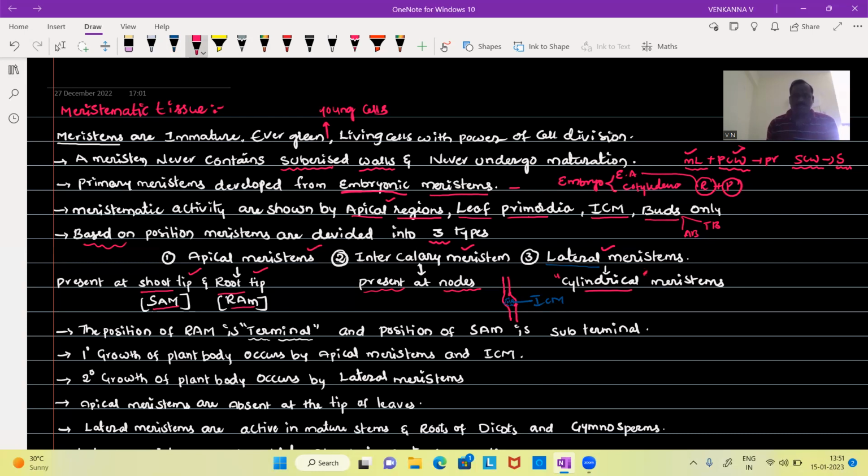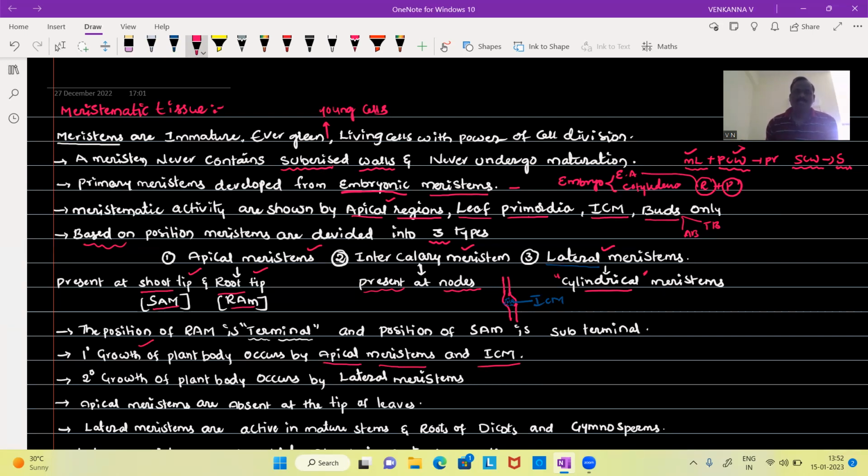RAM and SAM: root apical meristem and shoot apical meristem. Primary growth of the plant body occurs by apical meristems and intercalary meristem only, not by lateral meristems. Intercalary meristem and apical meristems are involved in primary growth of the plant body, and lateral meristems are involved in secondary growth. So all cylindrical meristems are responsible for secondary growth of the plant body.